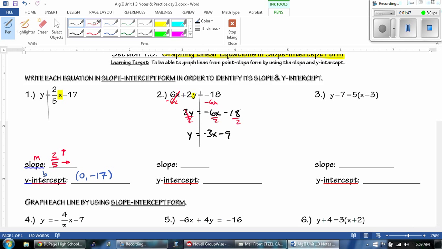Okay, so my slope would be the negative 3, and that is really saying negative 3 over 1. If I was graphing, I would go down 3 and then to the right 1. And my y-intercept, 0, negative 9.